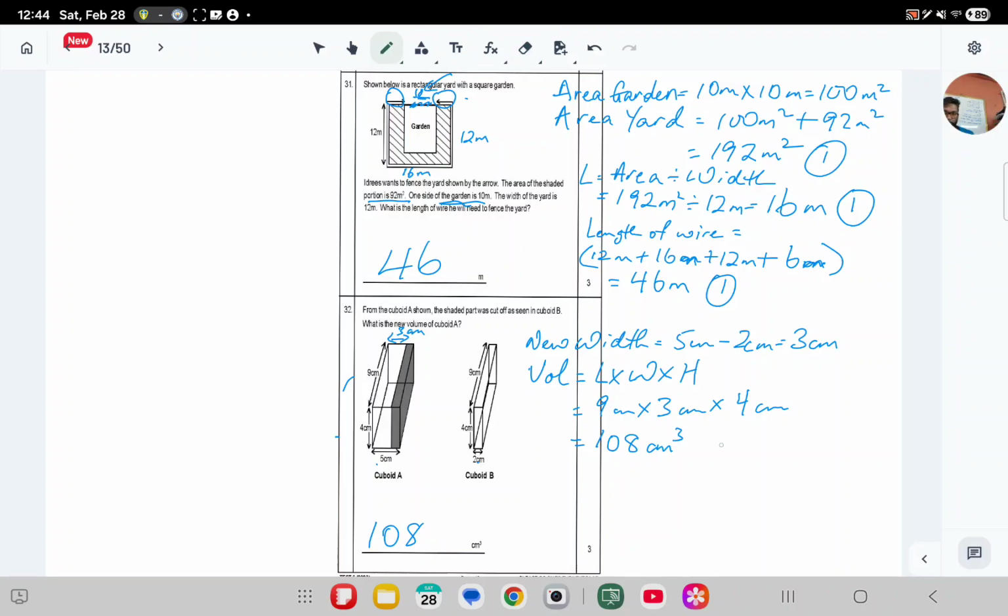Alright, we got 2 marks, 1 mark each. You all could have done it differently also. You could have found the volume of the complete cuboid A, the volume of the complete cuboid B, and then subtract. That's just more work. So this is the shorter method to find the answer.